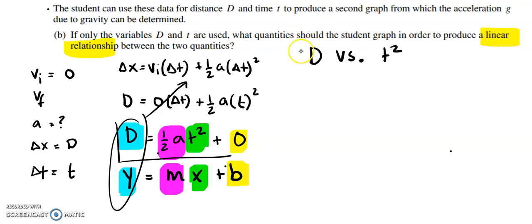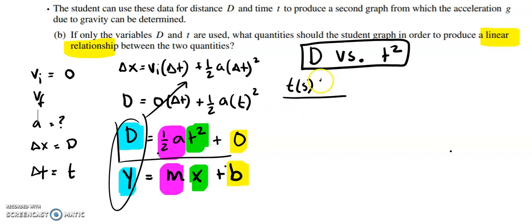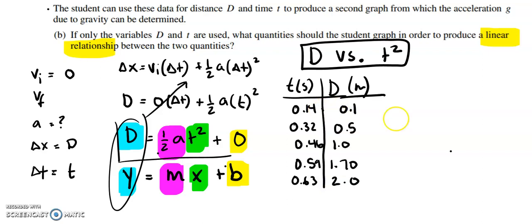Since I know I'm going to need to plot d versus t squared, I'm going to get a head start and do some figuring out. Let me just rewrite my table. Times are in seconds, and d is in meters. At 0.14, the distance is 0.1, and then I'm just going to write down the other ones. This table, t versus d, is just from the data that it gave us in the problem. I just rewrote it here.